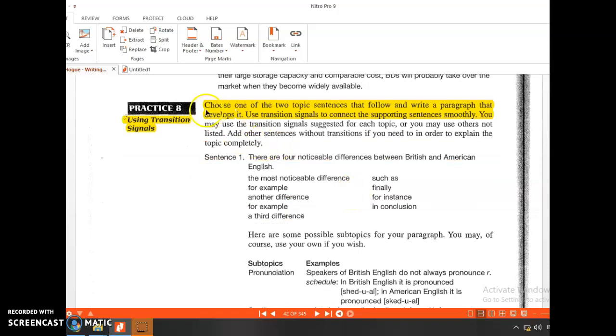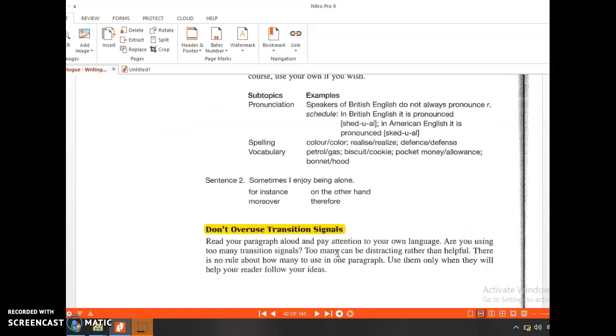And then practice 8, using transitional signals. Choose one of the two topic sentences that follow, and write a paragraph that develops it. Use transition signals to connect the supporting sentences smoothly. So you have to write a paragraph. This one: there are four noticeable differences between British and American English. Here are possible subtopics for your paragraph.